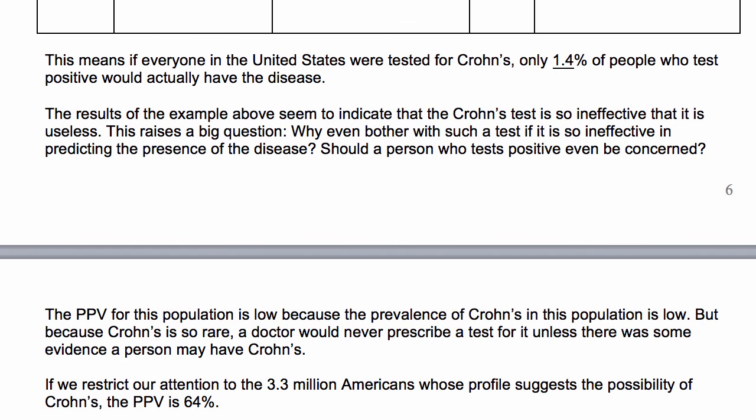To answer this question, note that the PPV for this population is low because the prevalence of Crohn's in this population is low. Remember, the prevalence of Crohn's in the United States is just 0.18%. But because Crohn's is so rare, a doctor would never prescribe a test for it unless there was some evidence a person may have Crohn's. If we restrict our attention to the 3.3 million Americans whose profile suggests the possibility of Crohn's, the PPV increases to 64%.